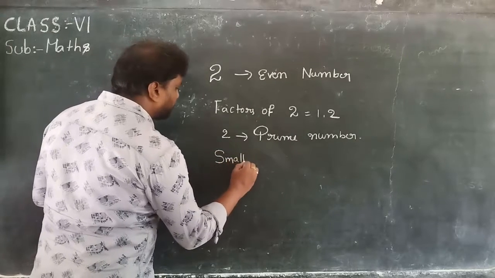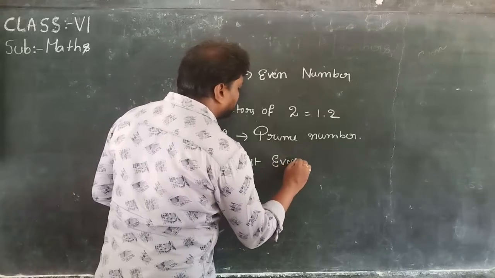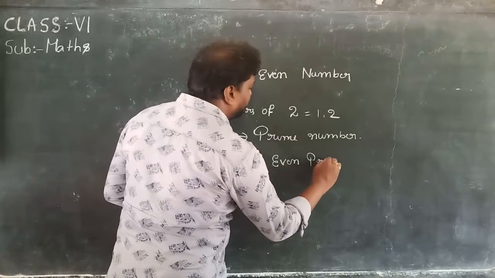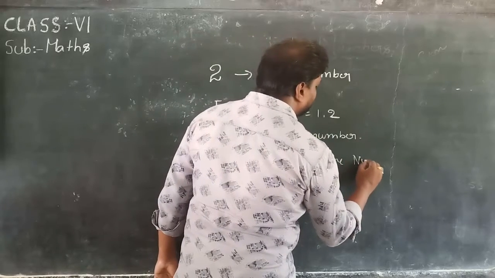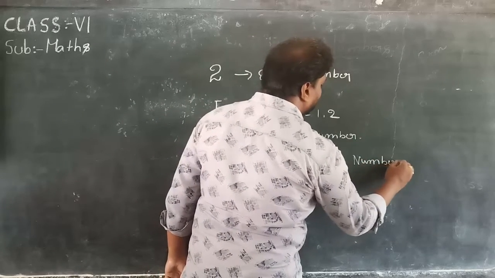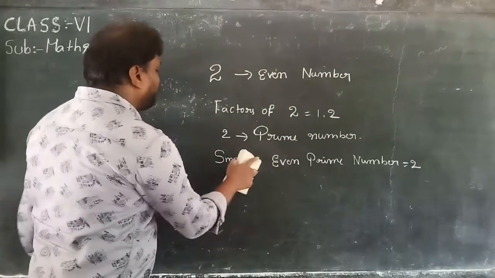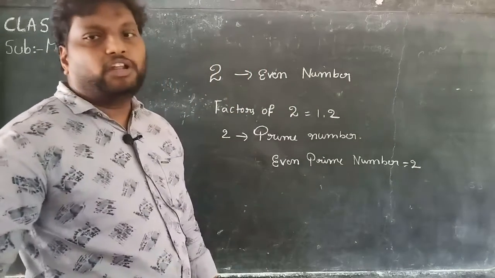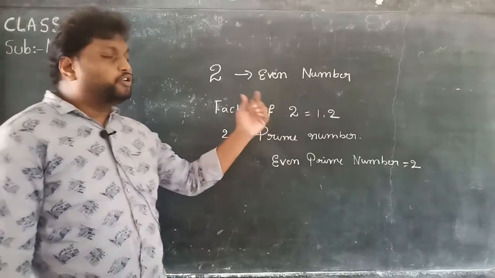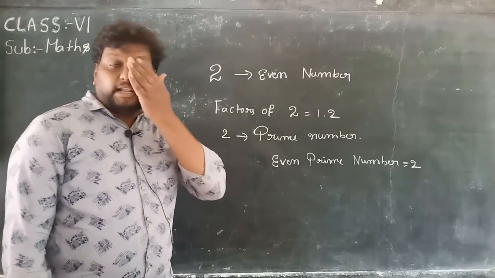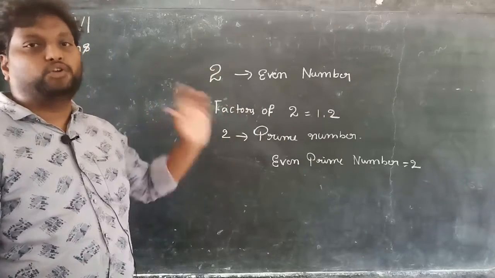The smallest even prime number is 2. We can say the one and only even prime number is 2 only. Why? Because we have to take the remaining even numbers. The remaining even numbers have an extra factor of 2.